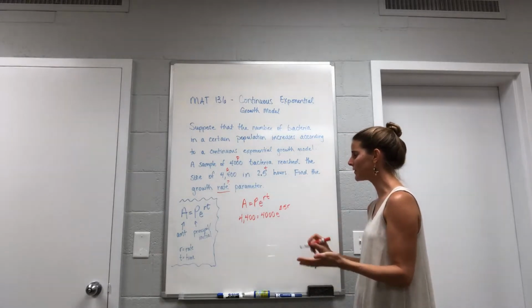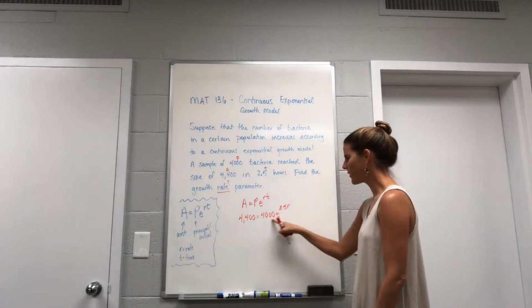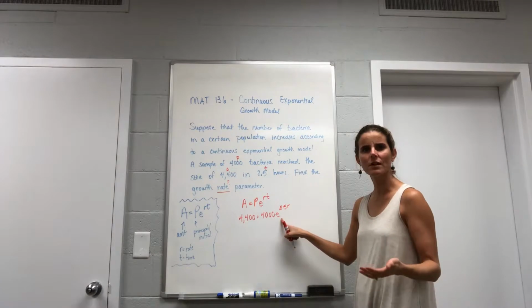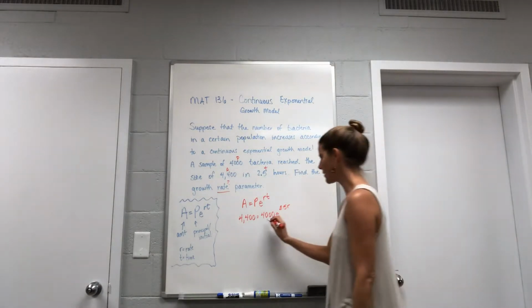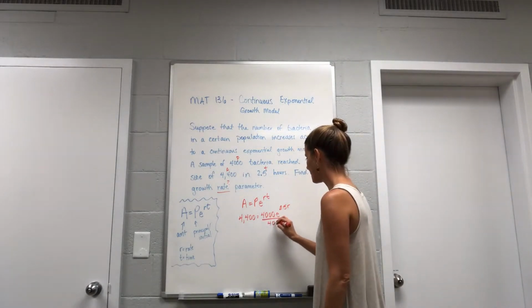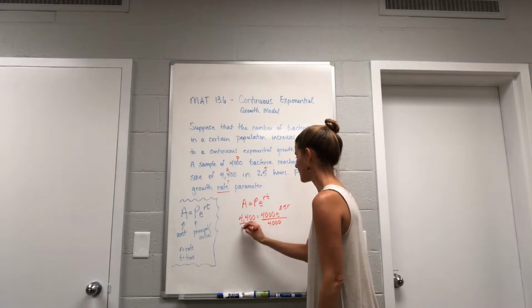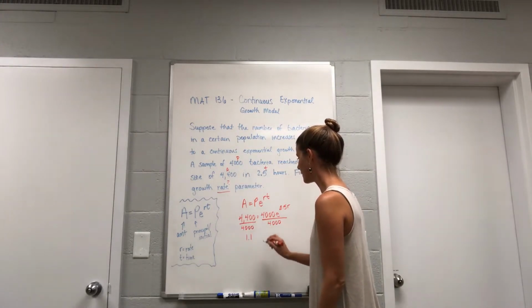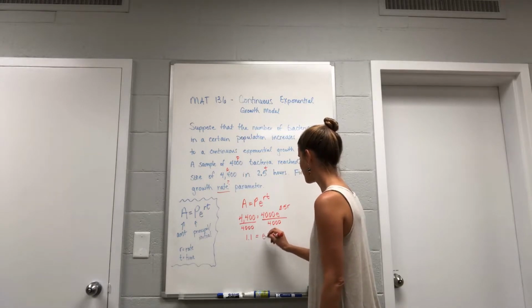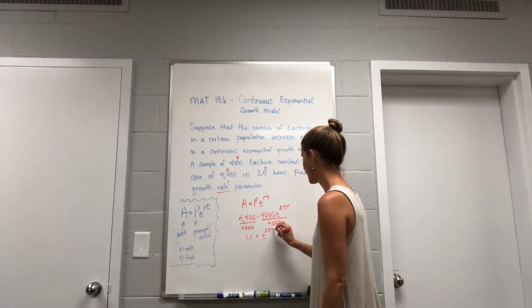Now, just like in previous problems, you have this 4,000 multiplied here. The inverse of multiplication is division, so I'm going to take care of that. Divide by the 4,000 on both sides, and I will get 1.1 equals e to the 2.5r.